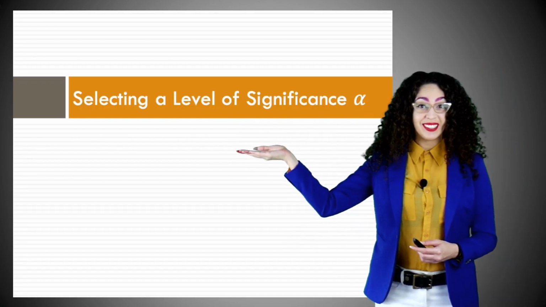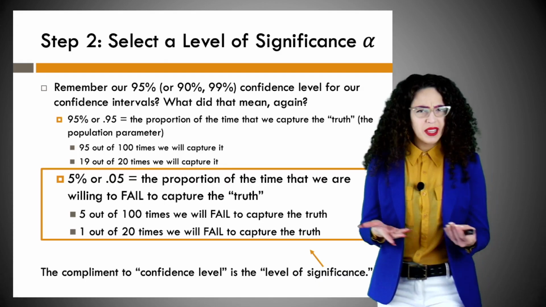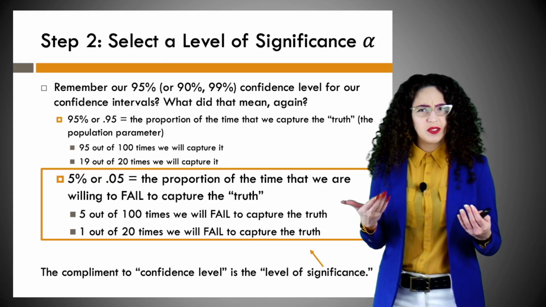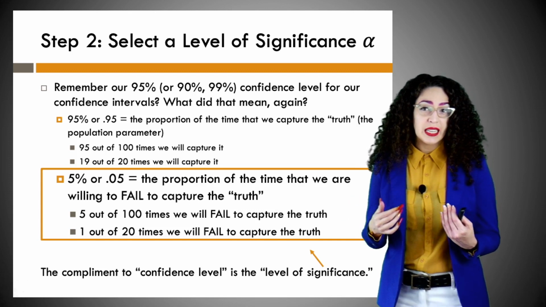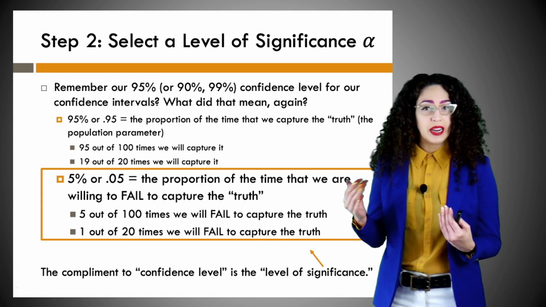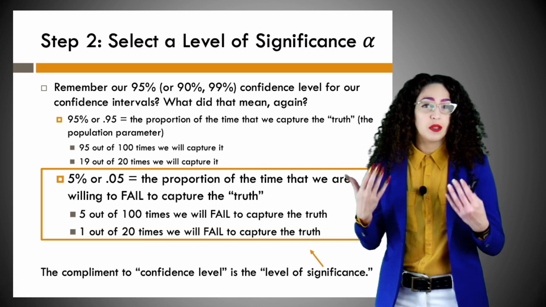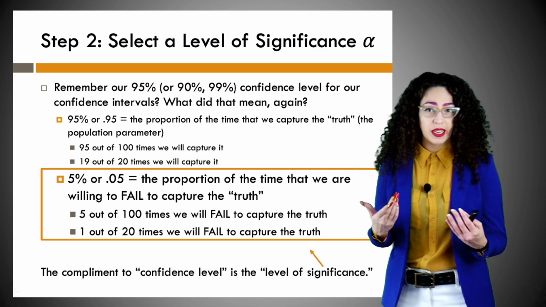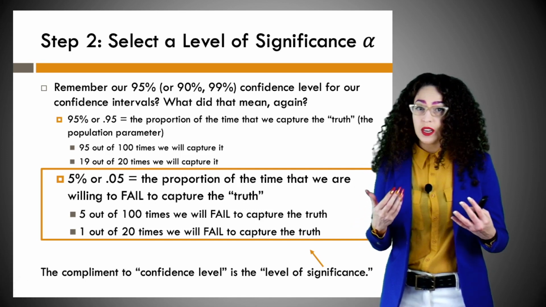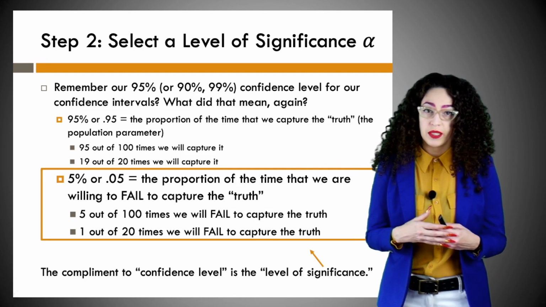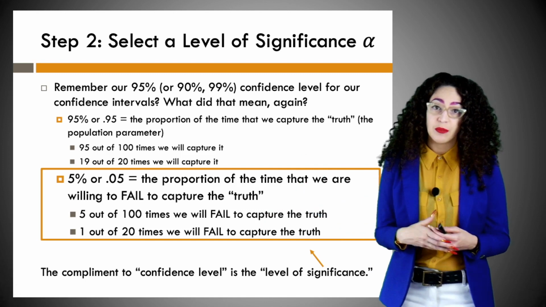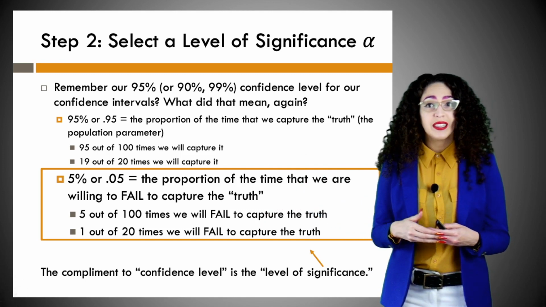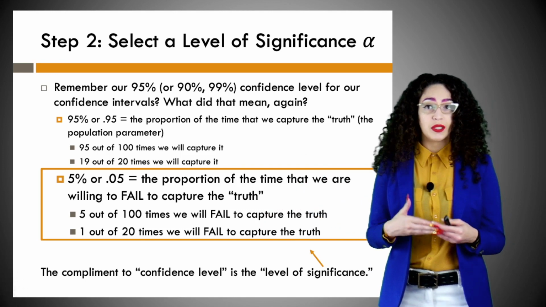Level of significance, alpha. Remember that 95% confidence level for our confidence intervals? What did that mean again? Means that 19 out of 20 or 95 out of 100 times, if we were to repeat our sample and calculate a mean, 95% of those 100 means would contain the true population parameter mu. But that also means that 5% or 0.05 is the proportion of the time that we are going to fail to capture the truth, that we are going to miss it.